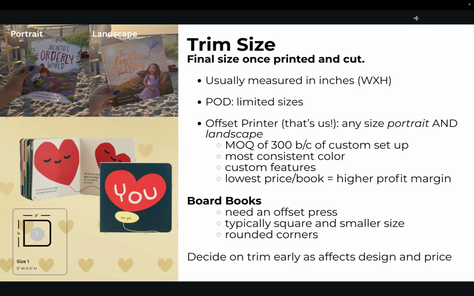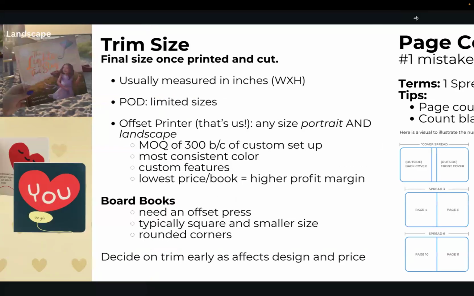When it comes to trim size for board books, you will need an offset printer for board books. I have yet to see a bookstore quality board book produced from a POD printer. Maybe they exist, but I haven't seen that. And in terms of size for your board books, typically they're square and a smaller size because they're geared to babies and toddlers, and they have rounded corners for safety purposes. So decide your trim early on, because it affects your design, and it also will affect your price, which I'll get into later on in the presentation.